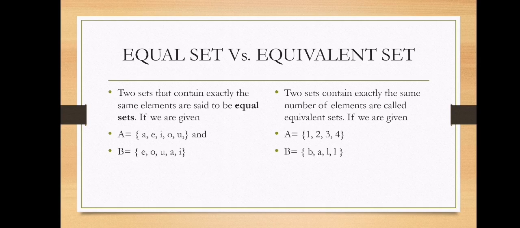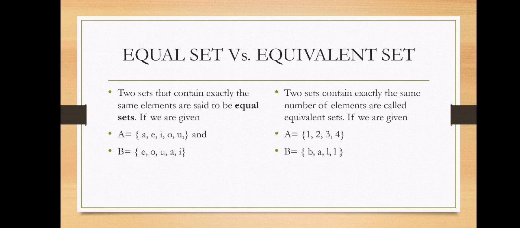Two sets that contain exactly the same elements are said to be equal sets. If we are given here some examples, set A is A, E, I, O, U, and set B is E, O, U, A, E. So, masasabi natin siyang equal set because every elements are the same and the number of elements are the same.